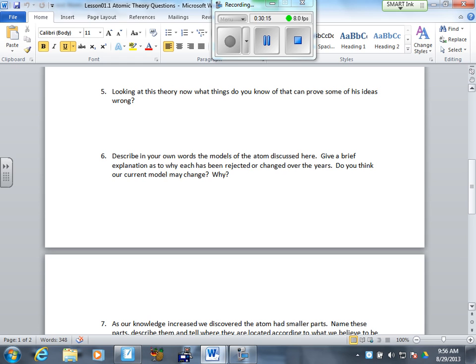Okay, describe in your own words the models of the atoms discussed here. Give a brief explanation as to why each was rejected or changed. Is the reason each was rejected or changed essentially the same? We always discovered what? Something new. Something was discovered that did not fit with the original model or the previous model of the atom. We have to change our ideas when we have data that doesn't agree. All right? And that's sort of the whole process of science. We learn by changing what we think we know. All right? Is it possible that our current model will change? It's possible. Okay? I mean, we have a pretty good idea now, especially with all the quantum mechanical stuff and the Large Hadron Collider and all that, of what atoms look like. Okay? But you never know. We could discover something new.